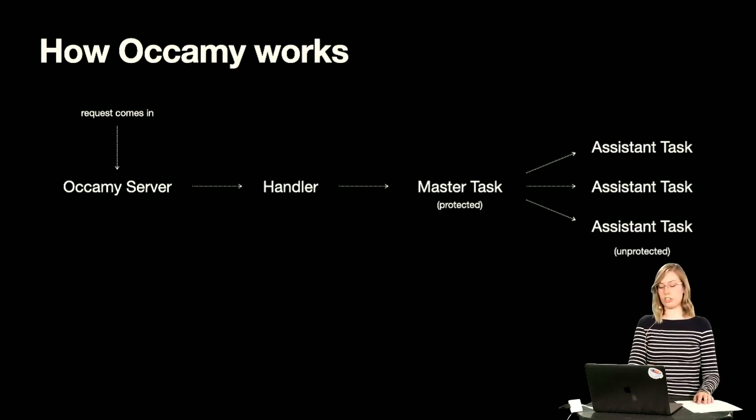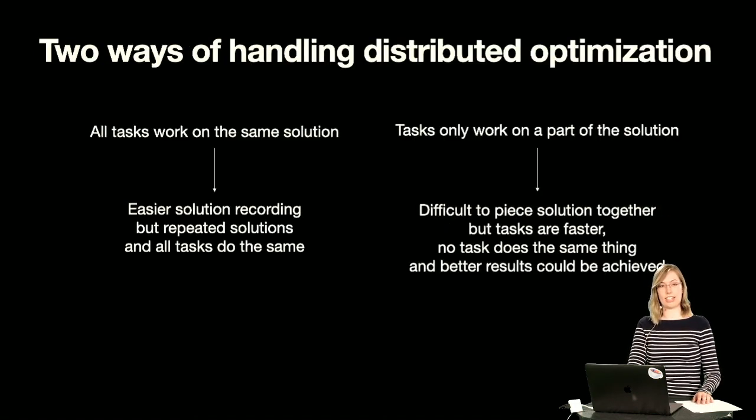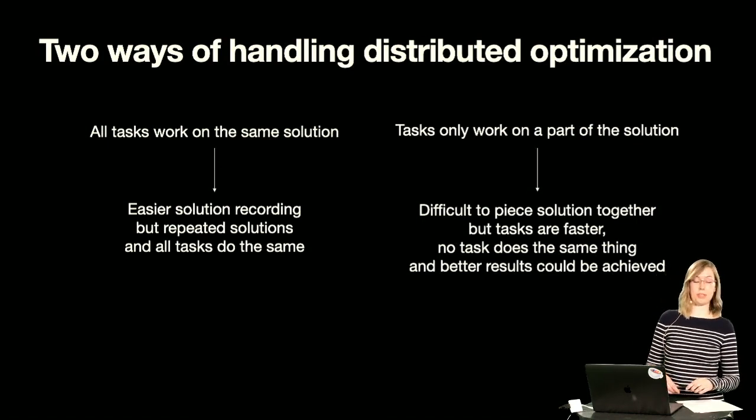There are two ways that the assistants can handle these tasks. Either all of the tasks work on the same solution, or they can work on different parts of solutions. If they all work on the same solution, it is way easier to record the solutions, but there is also the chance of repeated solutions. If they all do the same, the chances are that they all find very similar solutions, and we don't actually want that. This is the way we do it right now because it is way easier to configure and to keep track of.